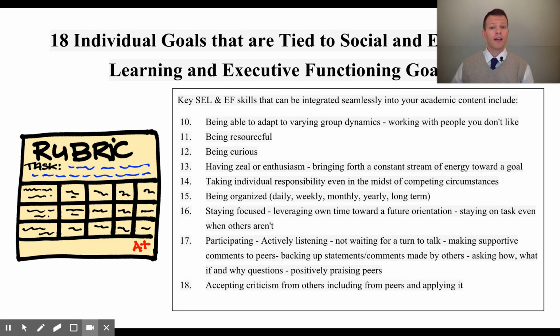All right? 11, being resourceful. Well, hey, we're going to throw a party and we only have $20. We're going to be inviting 10 people. What do we do? All right? That's a common scenario that happens in households, quite honestly, all throughout the country, right?